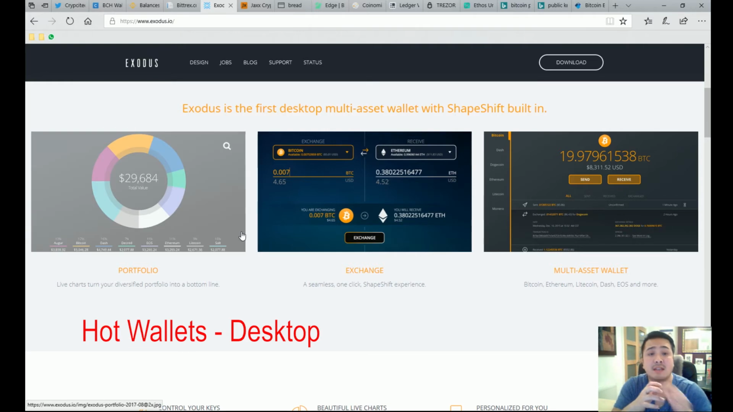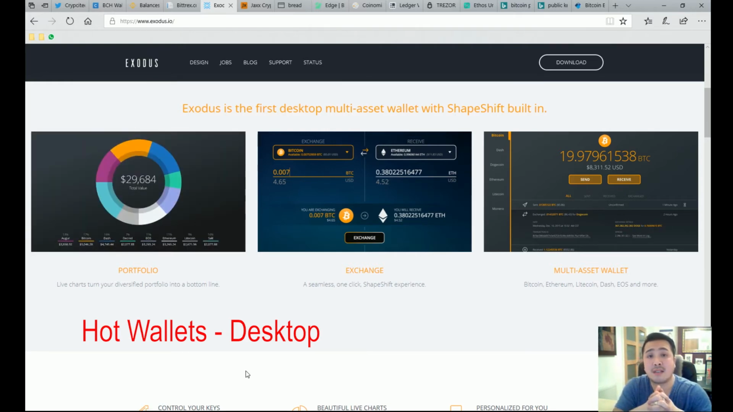However, it is still risky to keep your cryptocurrencies on a hot wallet because hackers can gain access to your computer and gain access to your private key that's stored in Exodus or Jaxx, and then they can transfer your assets out, essentially stealing your cryptocurrencies from you.